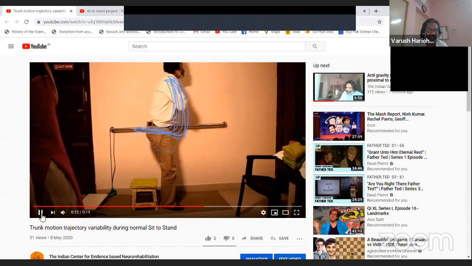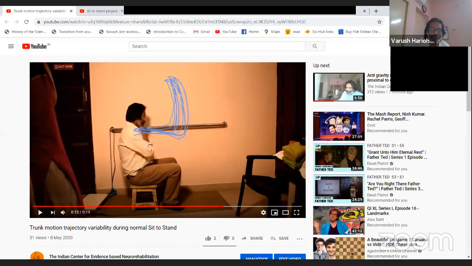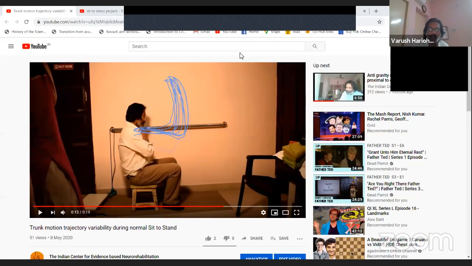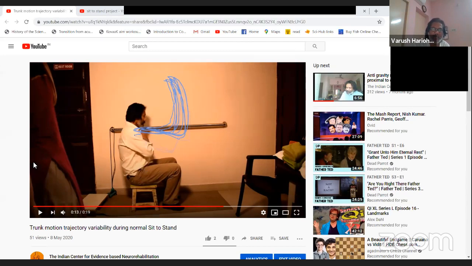You can see here when I sit, and you can see which position my trunk is in, right? Can you see how I started my sit to stand? I've sort of pushed backwards, right?